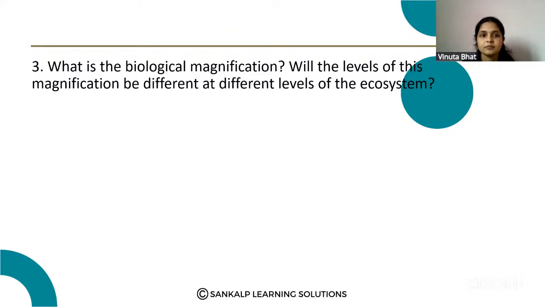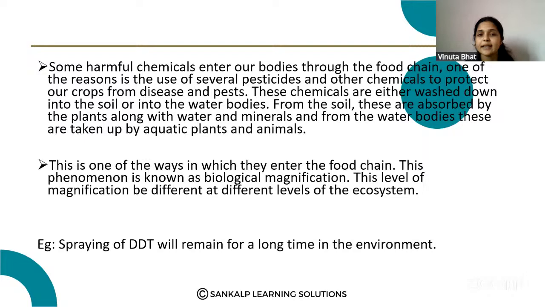Here, some harmful chemicals enter our bodies through the food chain. The reason is that several pesticides and chemicals are used to protect the crops. These chemicals enter through the food chain, through aquatic plants and animals, and after that they reach human beings or the organisms present at the higher trophic level. This phenomenon is known as biological magnification. It is the complete explanation of how biological magnification occurs.